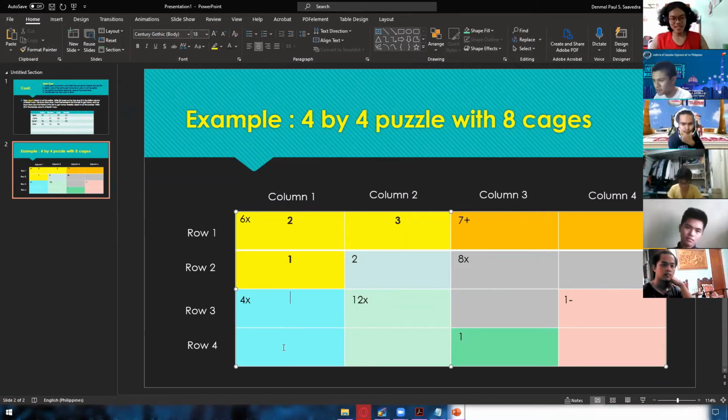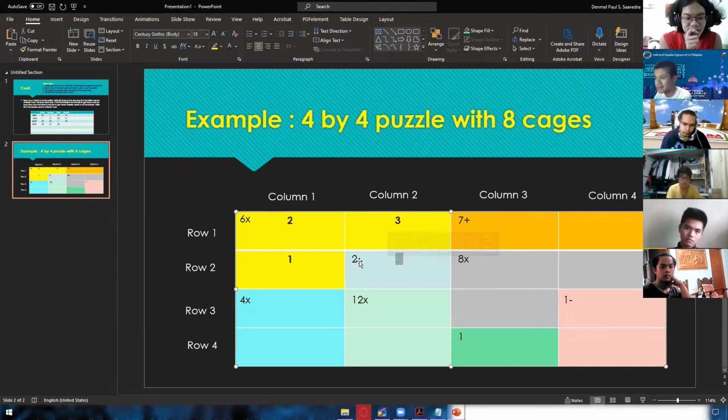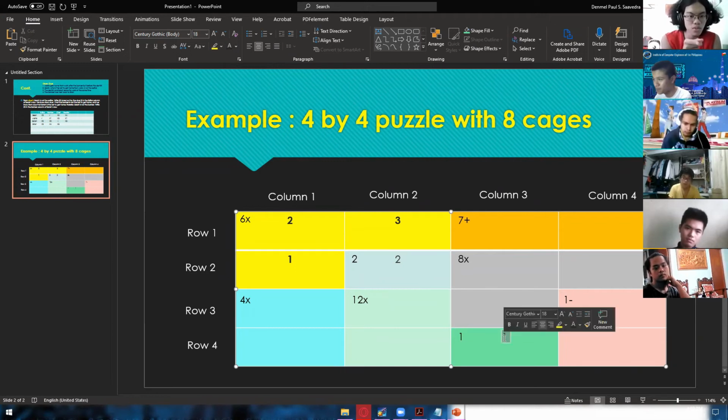Let's start by doing this one. If you were given one cage, one cell, whatever is the target number, just simply put that target number. This one is a freebie or a bonus. The same with this one. So we just simply put 1 right here.